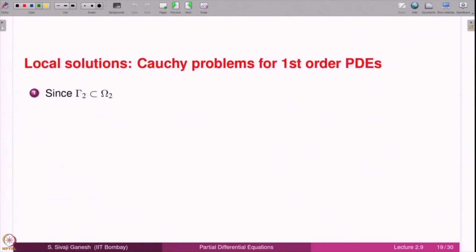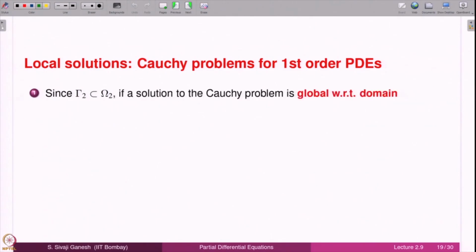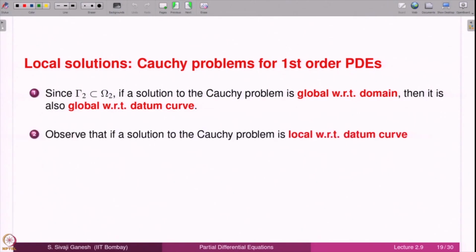Now, since gamma 2 is a subset of omega 2, if a solution to the Cauchy problem is global with respect to domain, that means it is defined throughout omega 2, and it is also defined throughout gamma 2. Gamma 2 is a projection of gamma, so it should be global with respect to datum curve. Observe that if a solution to the Cauchy problem is local with respect to datum curve, then it is also local with respect to domain.